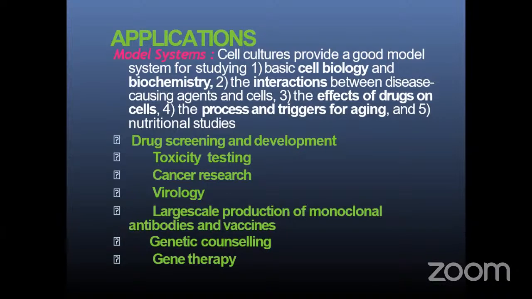Suppose some type of cell is infected, like with COVID, the best example: how COVID is infecting the lung cells or heart cells. Like that, you can check the mechanism, or you can use a drug and see how it acts on this particular cell. Or you can study aging, how the cells are getting aged and what the mechanisms are. Or nutritional studies: if you provide iron, minerals, vitamins, you can check what the function is and what is happening. All this you can study by using cell cultures.